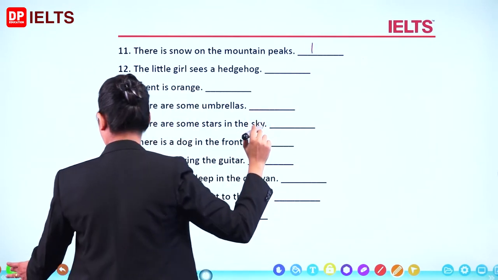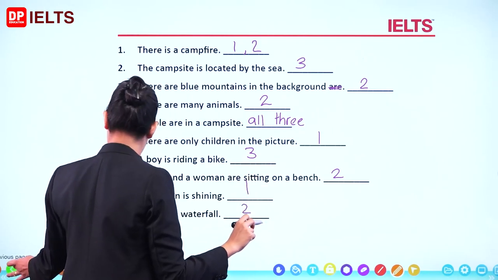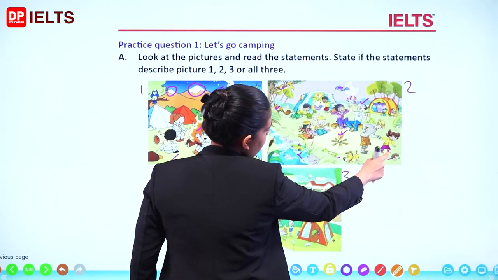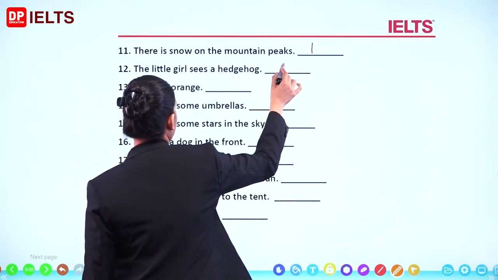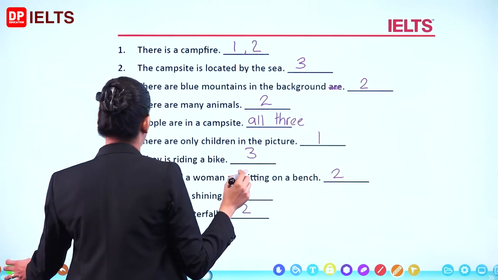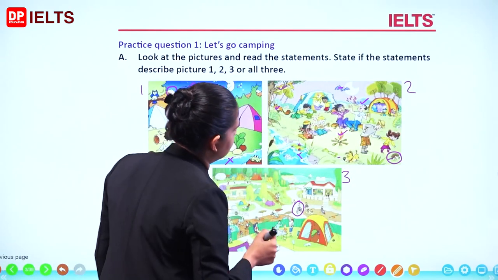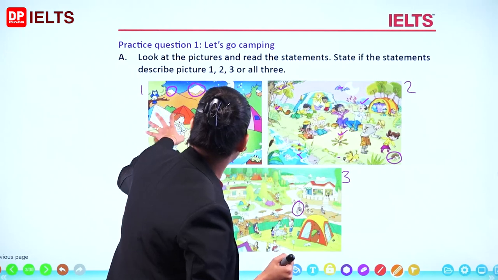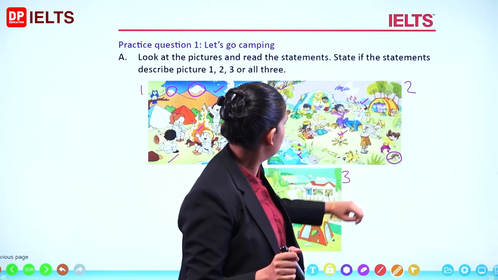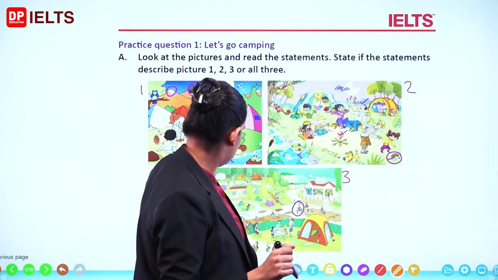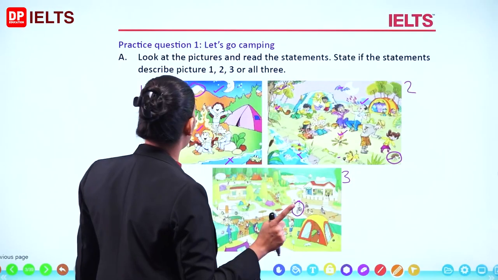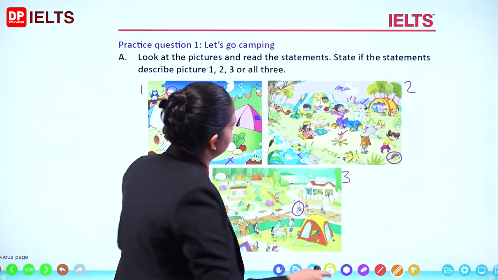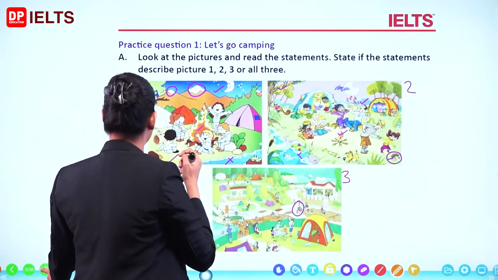The little girl sees a hedgehog. Hedgehog kenek dakino me tiyenne. Number 2, itavik, right? A tent is orange. Orange part of the tent. This is red. Here you have orange. Here also you have a bit of orange tents. But it says only one tent. So here you have two, but here there's only one. So picture number two.